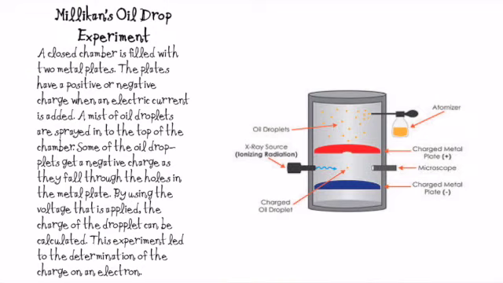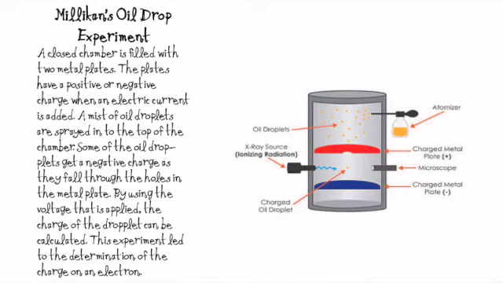Millikan used the oil drop experiment to find the charge on an electron. A chamber is filled with 2 metal plates. The plates have a positive or negative charge when an electrical current is added. A mist of oil droplets are sprayed into the top of the chamber.